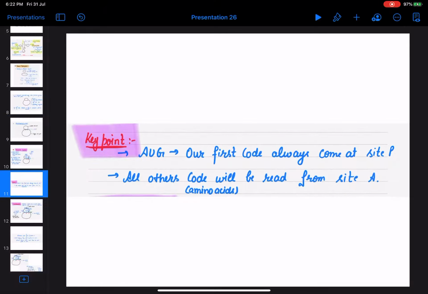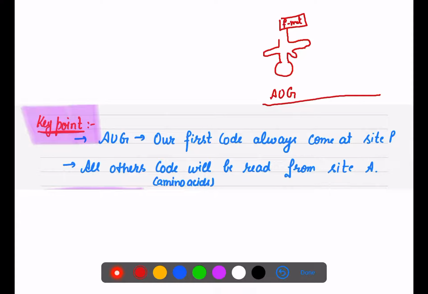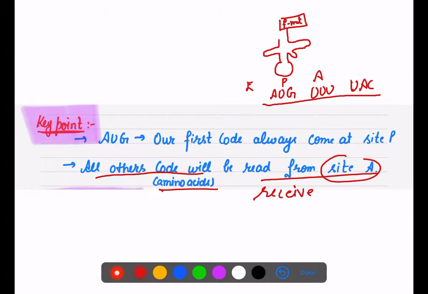So suppose this is our tRNA. This is the variable arm, and there is the loop. This tRNA is carrying F-methionine, because AUG codes for methionine. So here on the mRNA AUG is present, and this will always be received at the P site. All other codons, like UAC, all other amino acids, we will read them from site A, or we will receive them from site A.